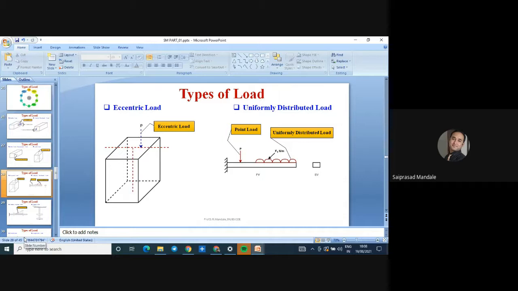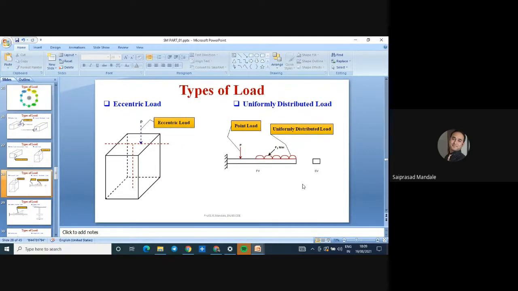multiplied by the total length. So that will give us the total intensity of the load. Say here it is F Newton per meter. So if F1 is the intensity of loading in Newton per meter, and L is the length of that UDL, the total load would be equal to F1 into L. So it is a uniformly distributed load. My question is, how do we calculate the intensity of load in case of UDL? Load intensity into span of the loading.